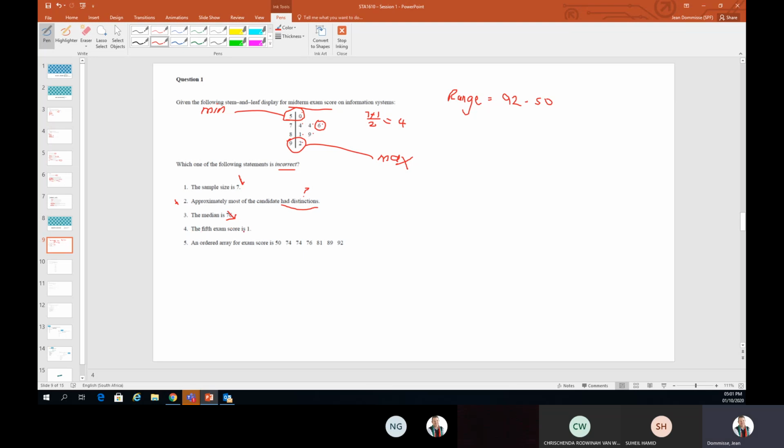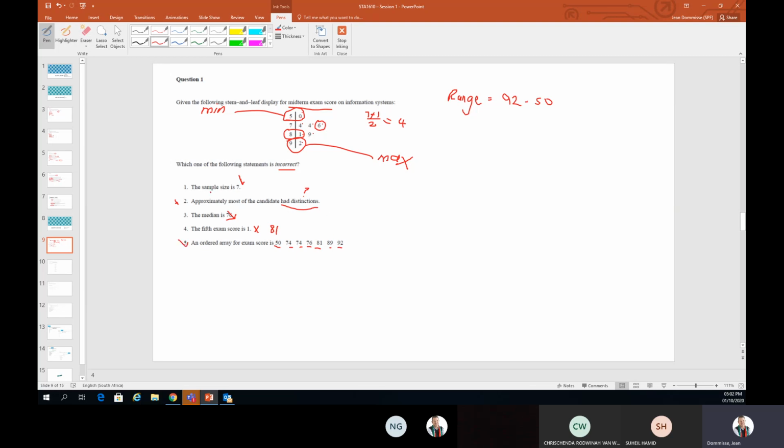Okay, the 5th exam score is 1. So 1, 2, 3, 4, 5. The 5th exam score is actually not 1, it is 81. If you look at what the stem and leaf does, we'll see it in the bottom one as well. The ordered numbers are 50, so it's 5 and the 0, 7 and the 4, another 7 and a 4, 7, 6, 8, 1, 89, and 92. So that one is also right.